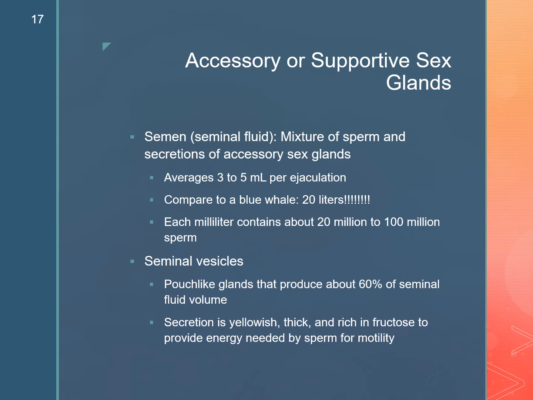And the seminal vesicles, like I said, the vas deferens joins or enters at the seminal vesicles, and that is two pouch-like glands, and they produce about 60% of the seminal fluid volume, and they secrete kind of a yellowish, thick, sugar-rich substance that is going to provide the energy that the sperm need to make their journey successful.